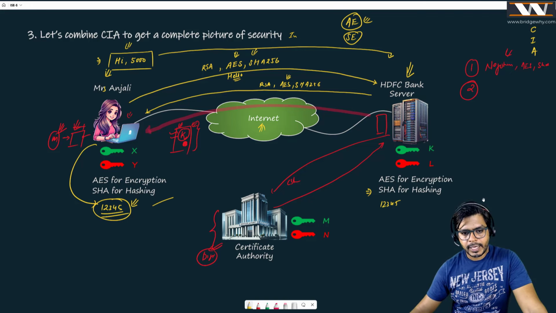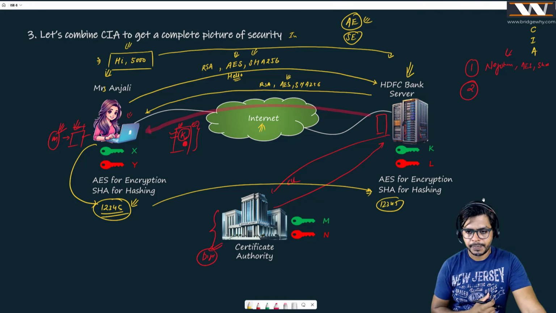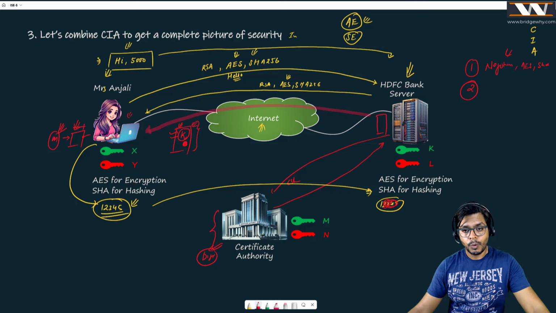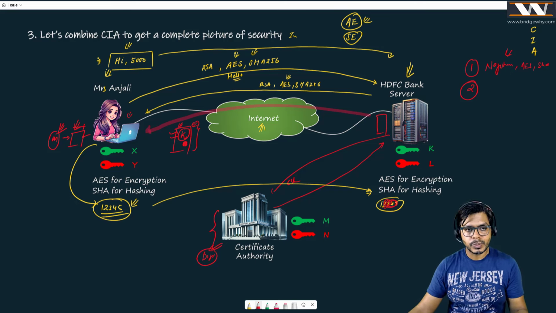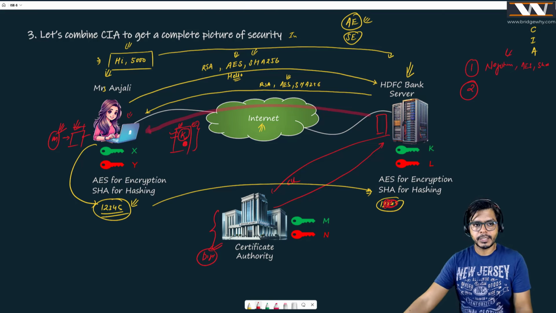Yeah, so basically if I encrypt something with 1, 2, 3, 4, 5, the HDFC Bank server should decrypt it using 1, 2, 3, 4, 5. This is the whole agenda of symmetric encryption, right? But now the whole point is how HDFC Bank is going to know what secret key or what symmetric key is used by Anjali. And that is where the trick comes into the picture.